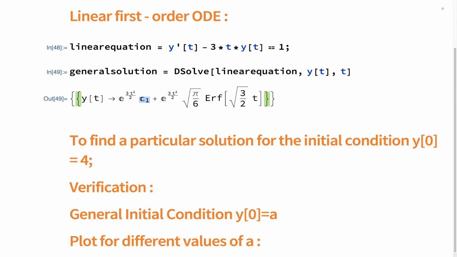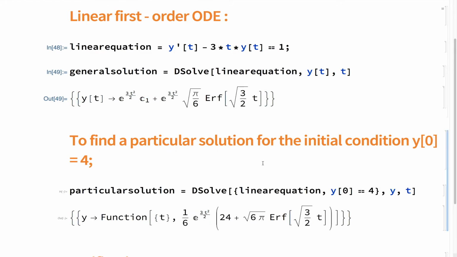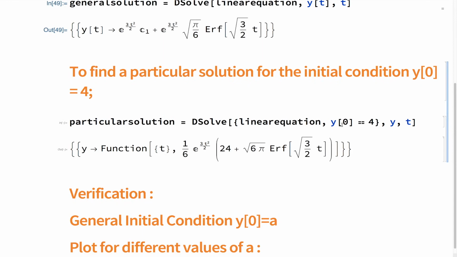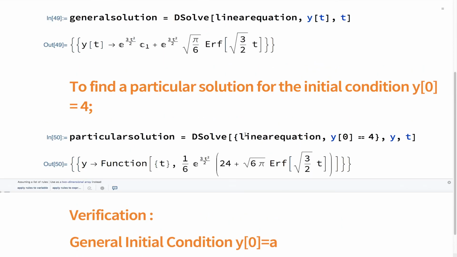Now let's solve the same problem with the initial condition of y of 0 is equal to 4. So when we give y of 0 is equal to 4, we can get the particular solution for this ODE.